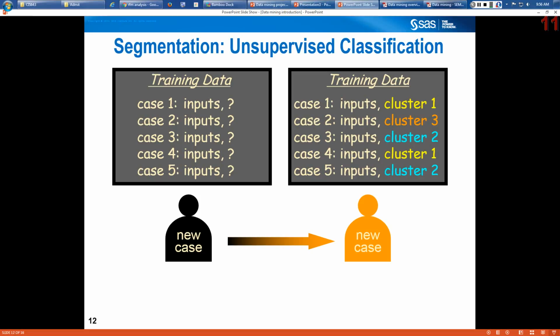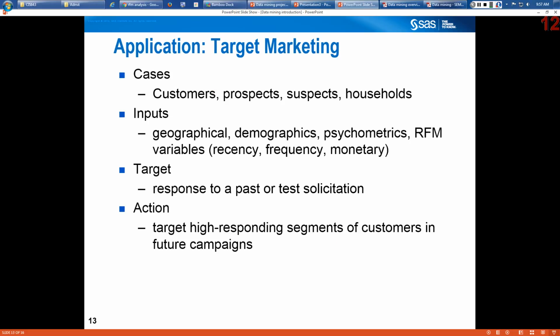All right. And with unsupervised classification, we have a number of cases and inputs, but we don't know what class or category each case belongs in. And then we have a technique called cluster analysis. With cluster analysis, we will be able to identify the clusters in which each case belongs, and then we come up with some kind of method for classifying future cases. That is unsupervised classification.